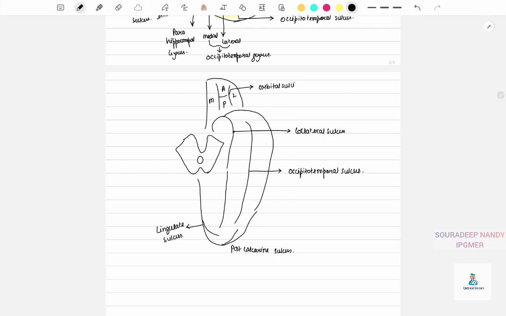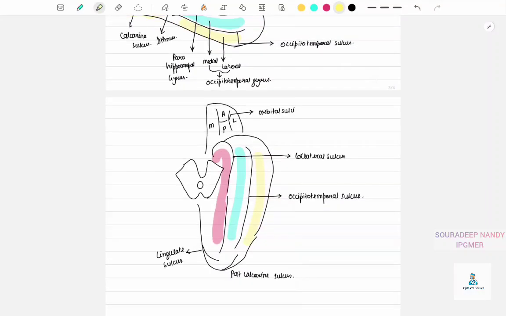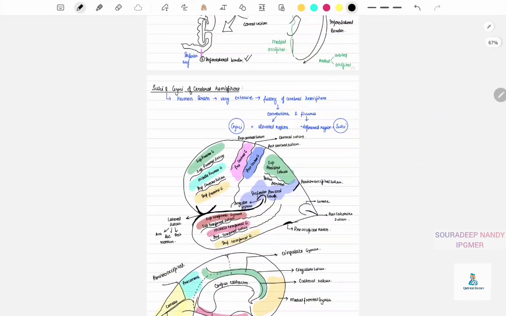Now let us discuss the gyri. So here we have the parahippocampal gyrus. Lateral to that we have the medial occipitotemporal gyrus, and more lateral to that we have the lateral occipitotemporal gyrus. And the anterior most portion of the parahippocampal gyrus is called the uncus. So this is the parahippocampal gyrus, medial occipitotemporal gyrus, and lateral occipitotemporal gyrus. So this is all about the gyri and sulci.